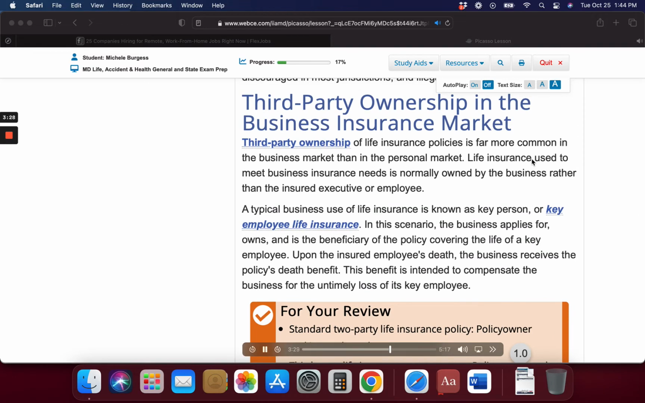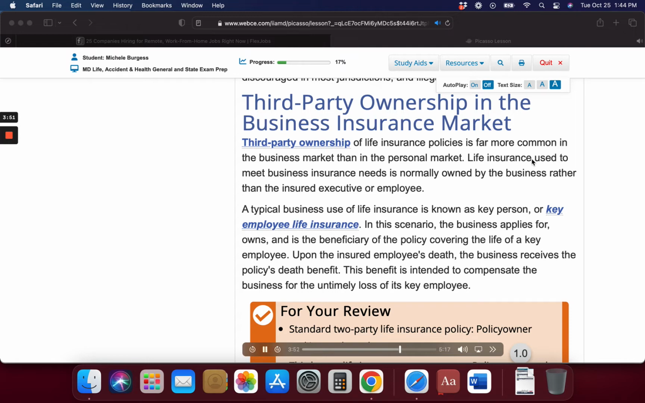Third-party ownership in the business insurance market. Third-party ownership of life insurance policies is far more common in the business market than in the personal market. Life insurance used to meet business insurance needs is normally owned by the business rather than the insured executive or employee. A typical business use of life insurance is known as key person, or key employee life insurance.